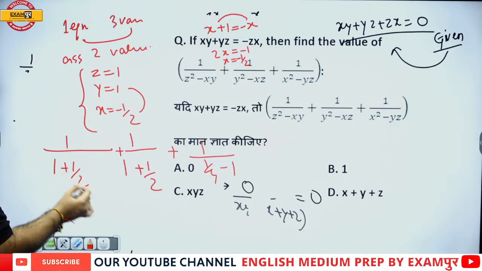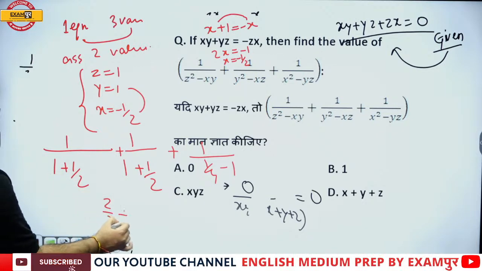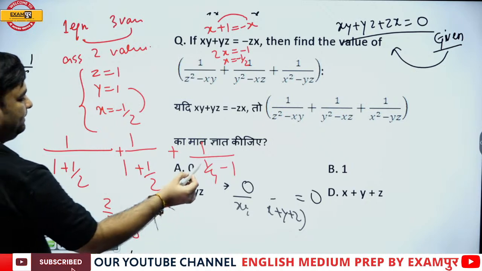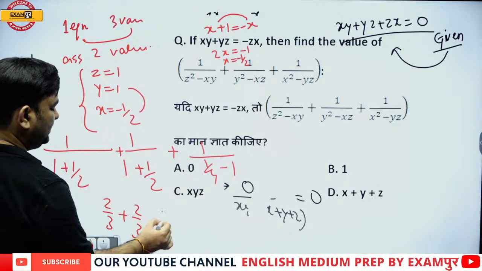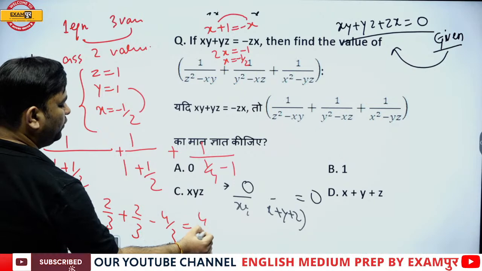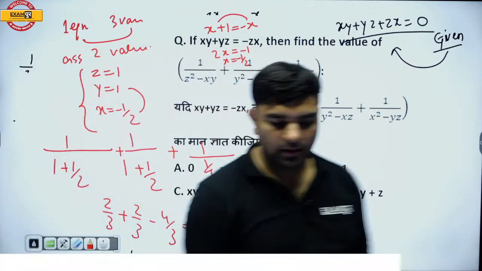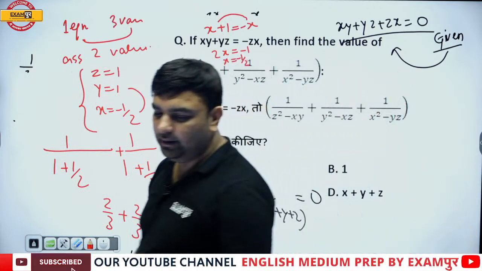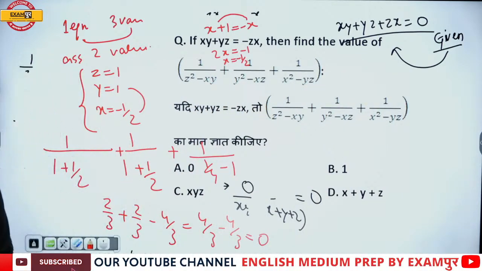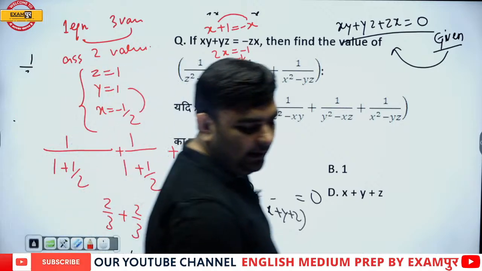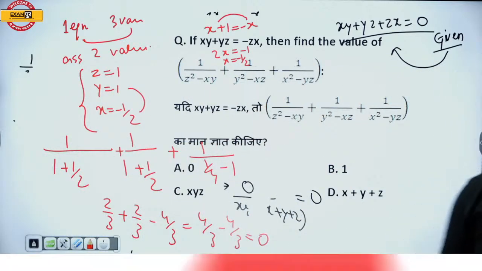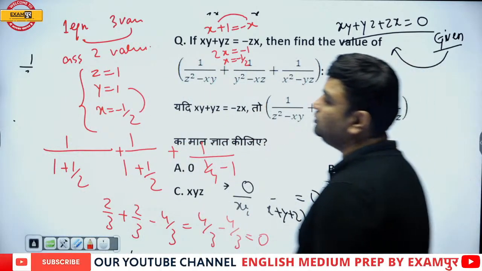So 3 by 2, so it's 2 by 3, minus 3 by 4, minus 4 by 3. 4 by 3 minus 4 by 3, ultimately the answer is 0. Nothing to worry about.